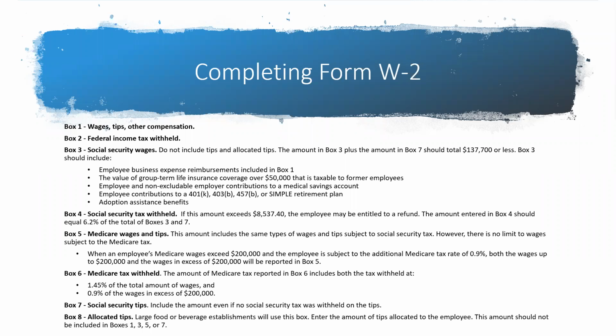Box 7 is Social Security tips, and those should be included even if there was no Social Security tax withheld. That's part of why we have to file personal income tax returns: if our employers did not file or did not collect the correct amount of tax, we as employees are responsible for paying that tax with our personal income tax return. Box 8 is allocated tips. Large food and beverage establishments will use this box, and they can enter the amount of tips that were allocated to the employee. That amount should not be included in boxes 1, 3, 5, or 7.